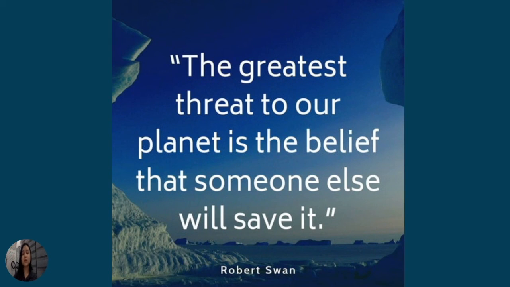A quote from Robert Swan: The greatest threat to our planet is the belief that someone else will save it. So it is not yet too late. We could save our planet, we could save our ocean, our environment to see our future.